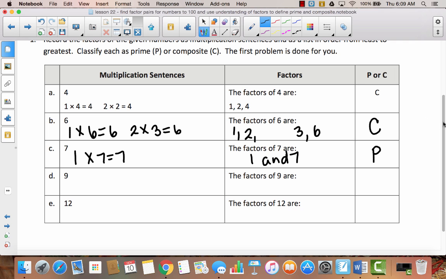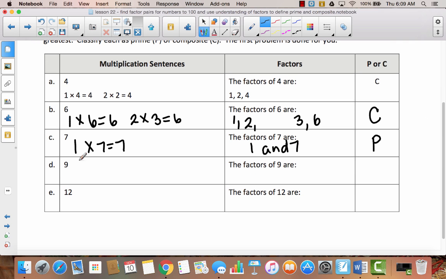All right, so let's take a look at the number 9. Again, the smallest factor of 9 is 1, and the largest factor of 9 is 9. So that means that the only numbers that can be factors of 9 are the numbers that come between 1 and 9, like 2, 3, 4, 5, 6, 7, and 8. So is there anything times 2 that equals 9? No. Is there anything times 3 that equals 9? Yes. 3 times 3 equals 9. Is there anything times 4? Times 5? Times 6? Times 7? Times 8? No. So these are all the factors of 9.